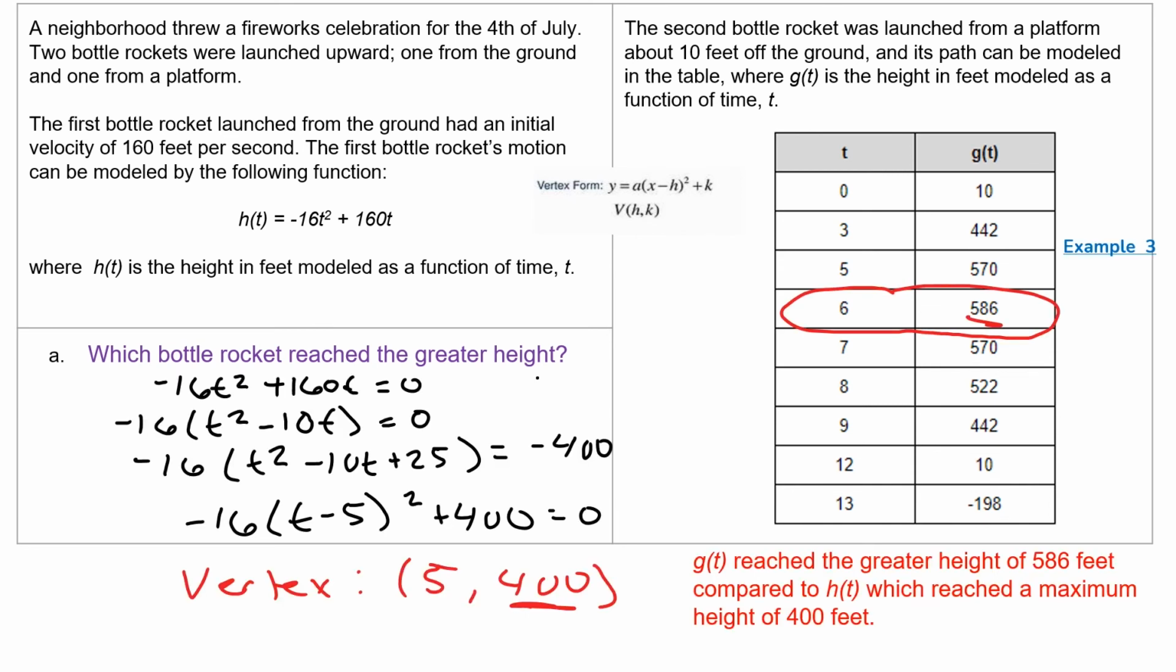So the question asks which bottle rocket reached a greater height. And so G of T reached a greater height at 586. Hopefully you got it correct. Compared to H of T, which reached a maximum height of 400 feet. And for H of T, we had to rewrite it in vertex form. So the vertex was 400. And so, of course, 586 is higher than 400. So hopefully you got this problem correct.